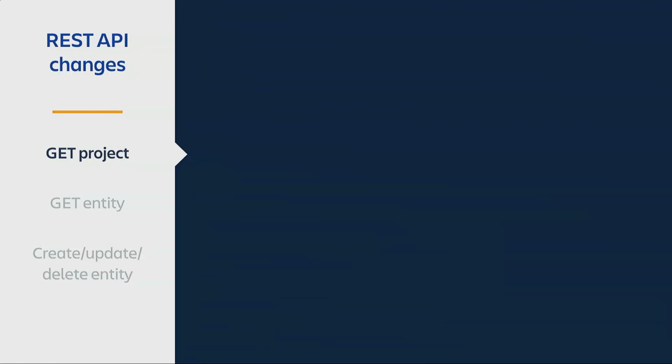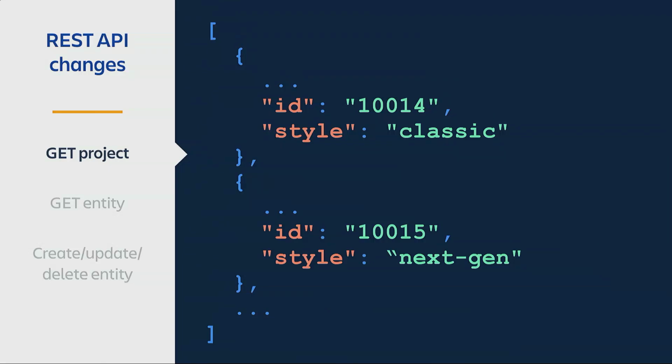So first, REST API. The first endpoint I want to talk about is getting the projects on an instance. Here's an example response from our get project endpoint. And what we've added here is the style property. The style property just tells you whether it's a NextGen project or a classic project.